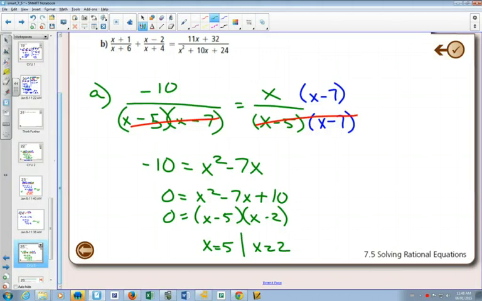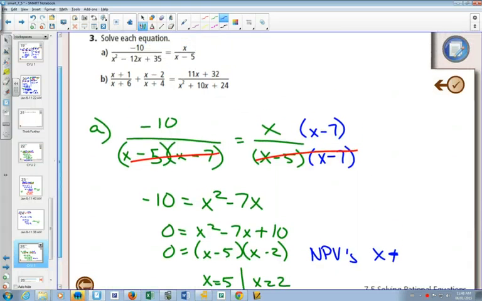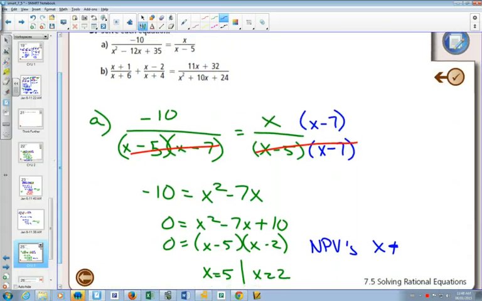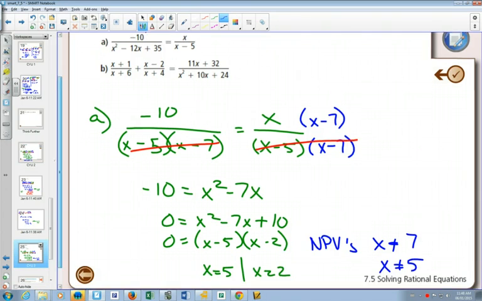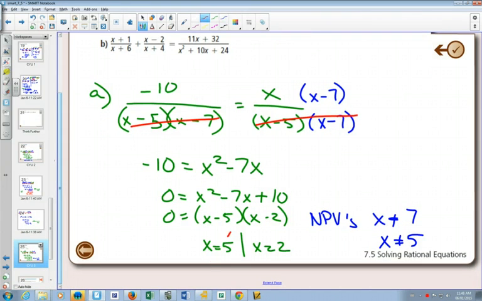We check our non-permissible values. x can't equal, go to the original equation, 7 and 5. Ooh. One of them is extraneous, and only x equals 2 is a solution, because 2 isn't a non-permissible value.